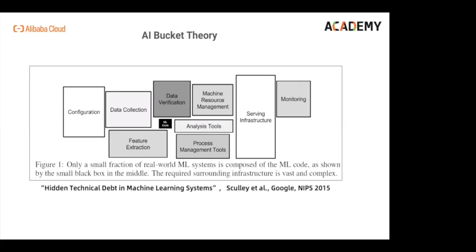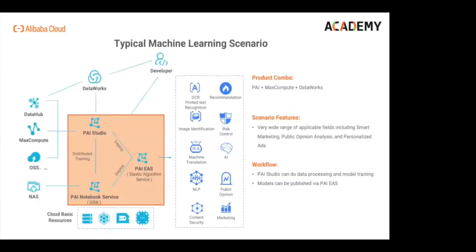So Pi is designed to help you eliminate or automate configuration, collection, feature extraction, so that you can spend more time focusing on your machine learning model, which is the heart of your machine learning system, because traditionally you end up spending a lot of time on these other tasks instead.